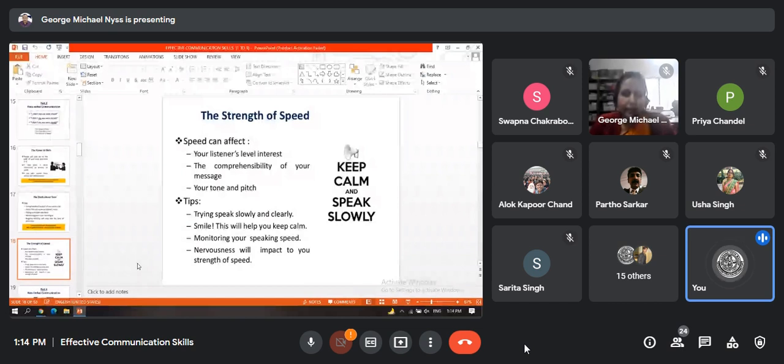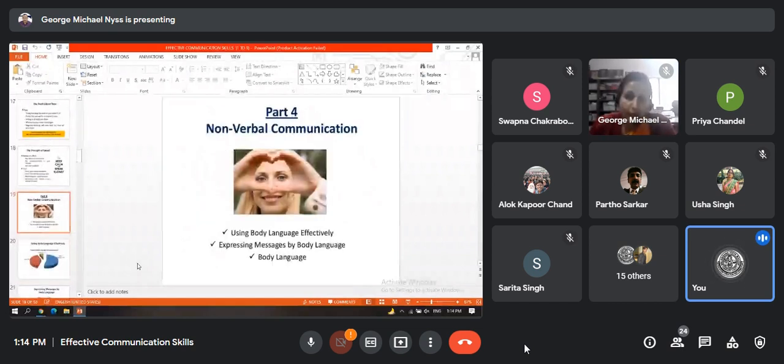The next part is non-verbal communication. First we'll understand what non-verbal communication is. It is the transmission of messages or signals through a non-verbal platform, using body language such as eye contact, facial expression, gesture, posture, and body language. It includes the use of social cues, distance, and physical environment.